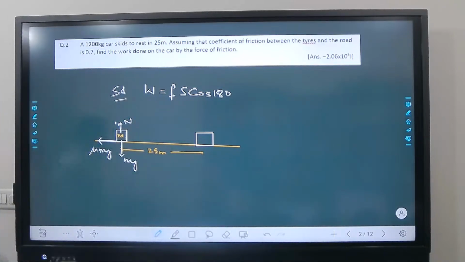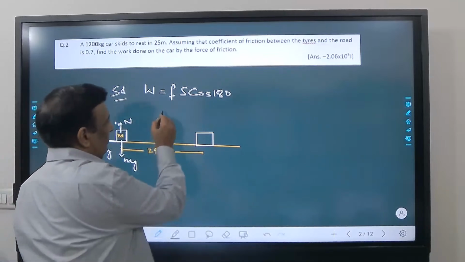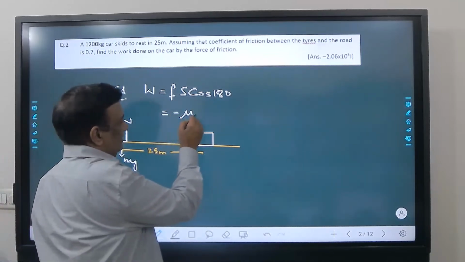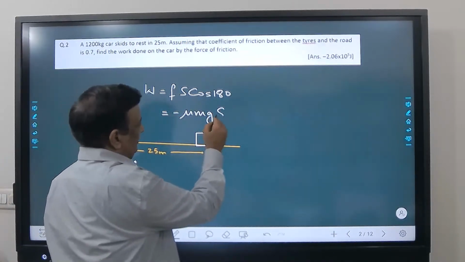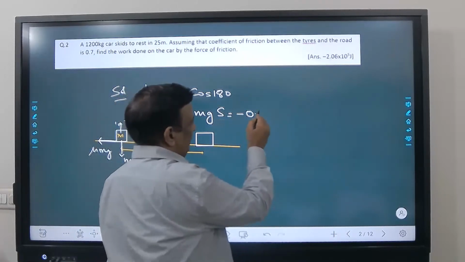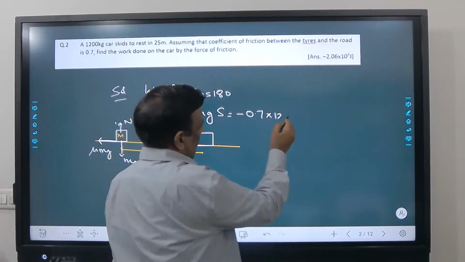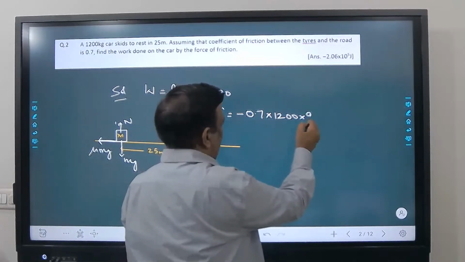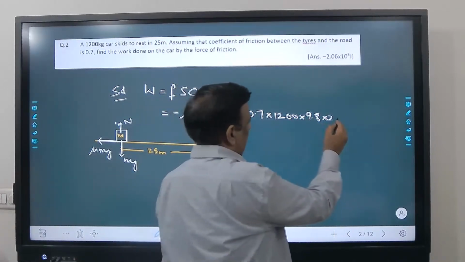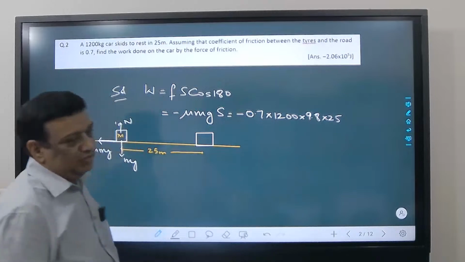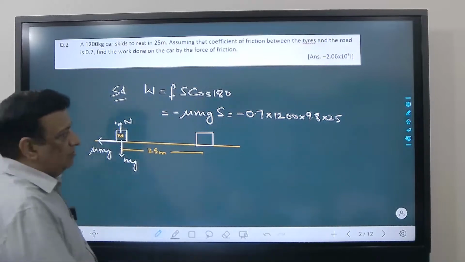Work done by frictional force will be negative because force and displacement, they're oppositely directed. So we can say minus mu mgs. Mu is 0.7. Mass of the body 1200, g is 9.8. And displacement is 25. So this will be the work done by frictional force.